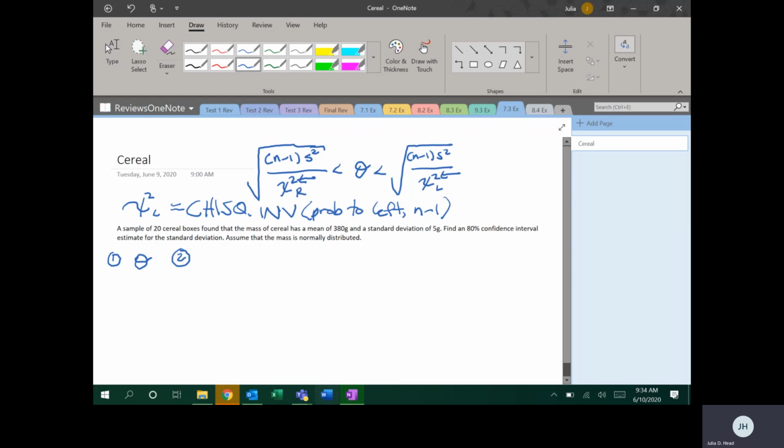And then step 2, identify any of the statistics needed. Well, as you look up at the formula for the confidence interval, we can see that we're going to need to know S and we're going to need to know N. The chi-squares are critical values, but those are the only 2 statistics that we need. They told us that the mean is 380 grams. That's just superfluous information. We don't need that. We need to know the standard deviation, which is 5 grams, and N, the number sampled, was 20 boxes.